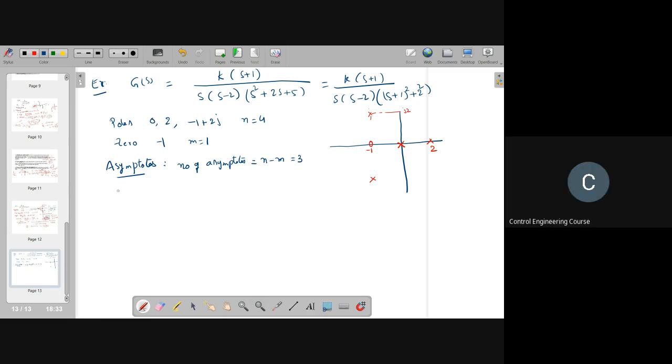Next, angles: (2q plus 1) into 180 by n minus m. That means (2q plus 1) into 180 by 3, where q is equal to 0, 1, 2. So the angles are 60 degrees, 180 degrees and 300 degrees. Next, centroid.